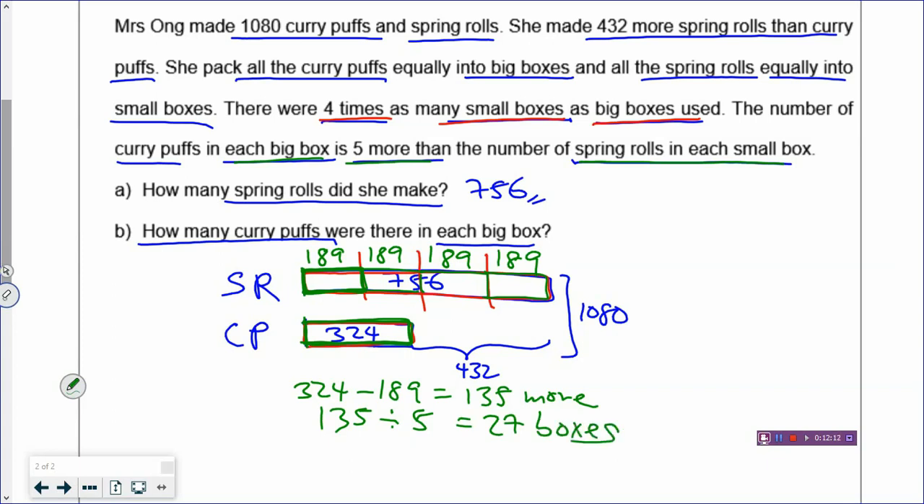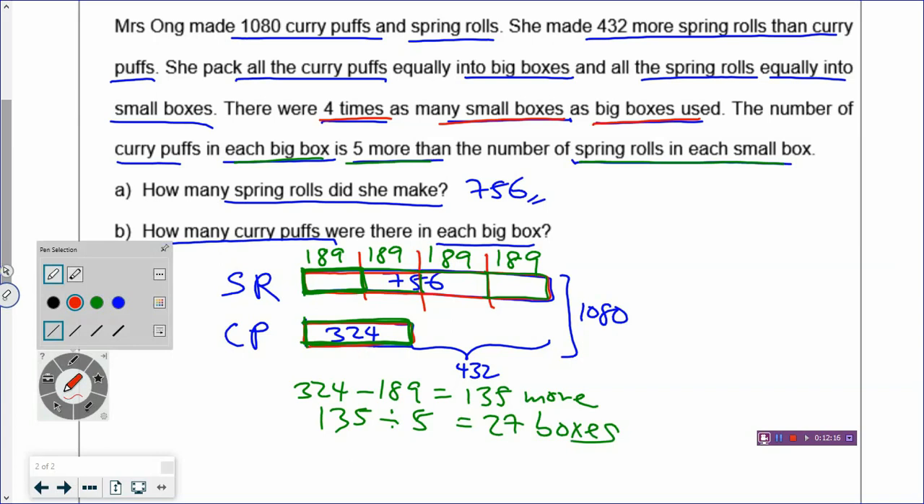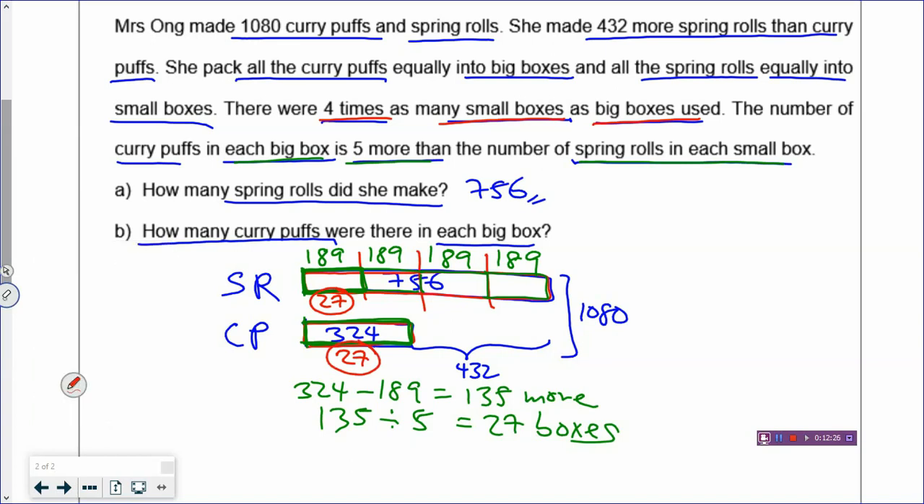27 boxes. So what does that mean? It means that your 1 time is 27 small boxes, and your 1 time here is 27 big boxes. So 1 time is what? Equal number. You have equal number of small and big boxes, and there are 4 times as many small boxes. So 27 times 4, and that's how you get how many small boxes there are altogether.